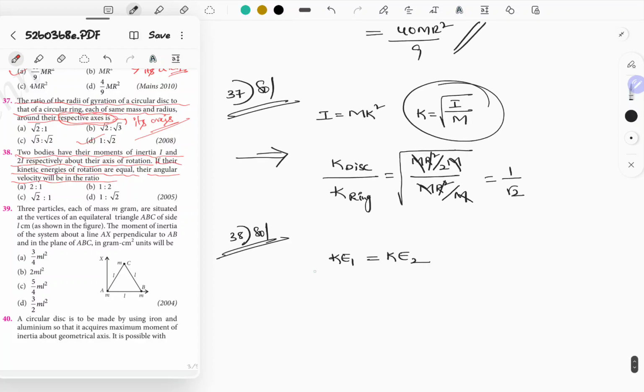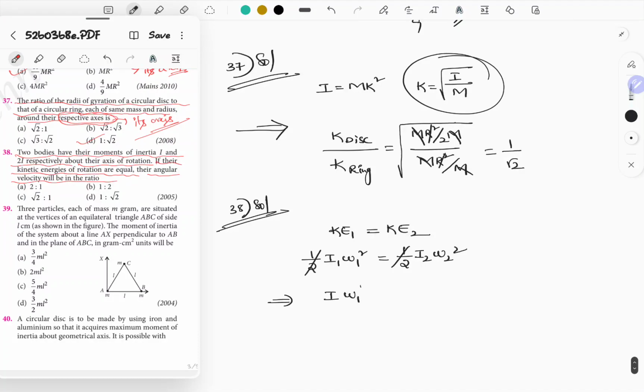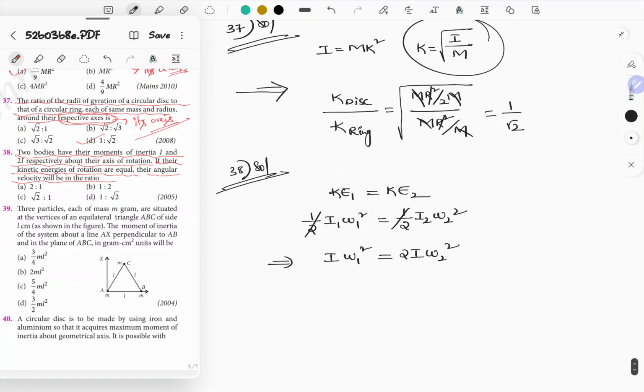The kinetic energy formula in terms of moment of inertia and angular velocity is 1 by 2 I1 omega 1 square is equal to 1 by 2 I2 omega 2 square. The 1 by 2 will get cancelled. I1 is I, so I omega 1 square is equal to I2, which is 2 times I, omega 2 square. They are asking for the angular velocity ratio, that is omega 1 by omega 2.